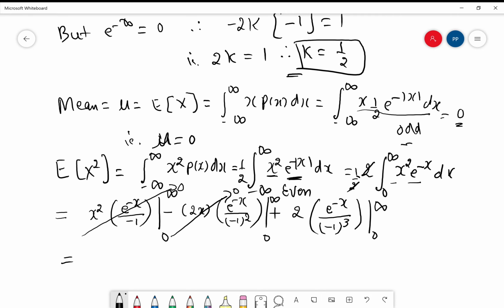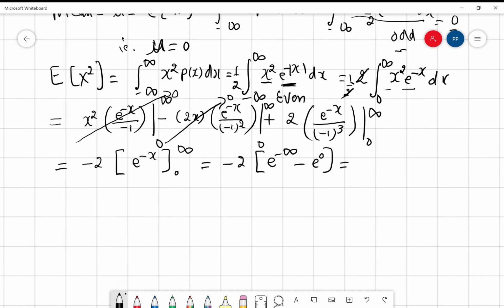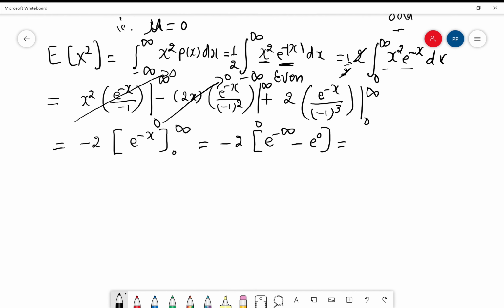There minus 1 whole cube is minus 1. So taking it outside, I am getting minus 2 into e to the power of minus x between limits 0 and infinity. Now this is equal to minus 2 into, put x equals infinity, e power minus infinity minus e power 0. And we know that e power minus infinity is 0. So neglecting that, you are getting minus 2 into minus 1, which equals 2. That is the variance, sigma square equals 2.